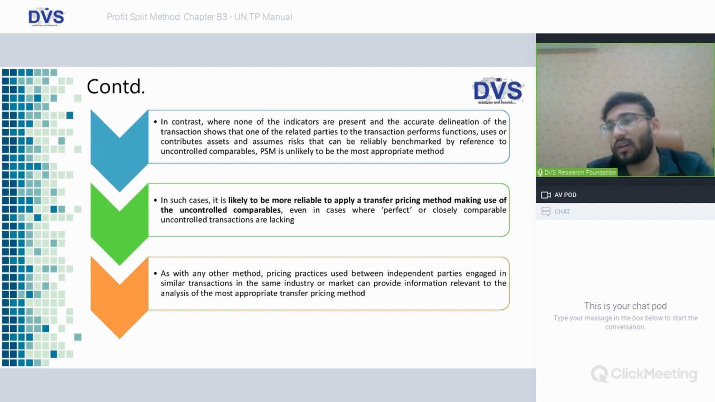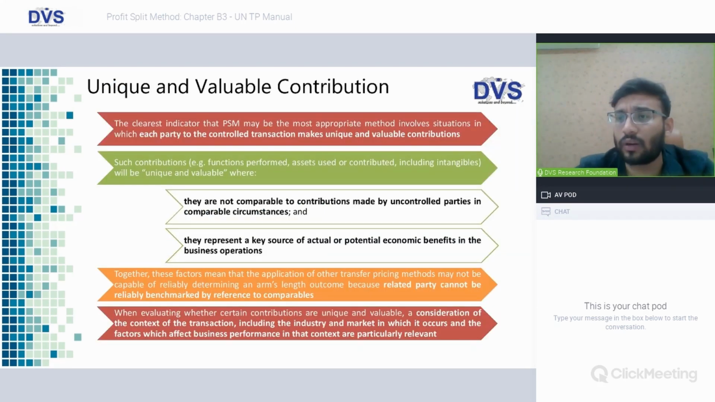We can use CUP, CPM, TNMM, and if not, resort to any other method as well, because that is also an option available in the Indian transfer pricing context. We can resort to that, but do not go for applying PSM.